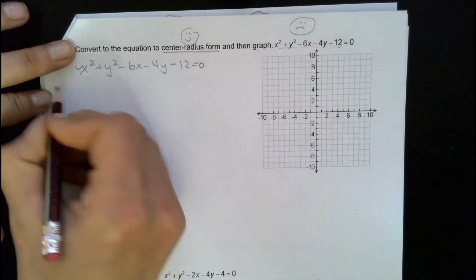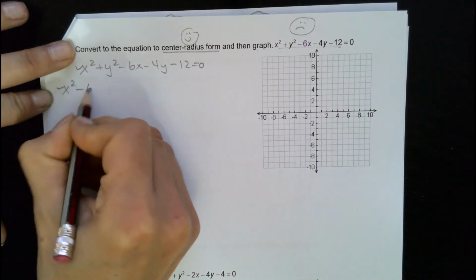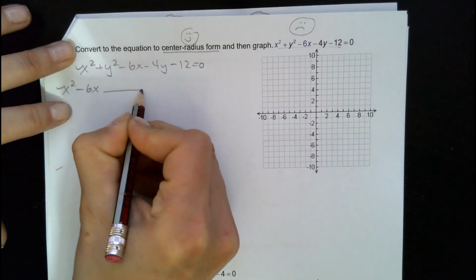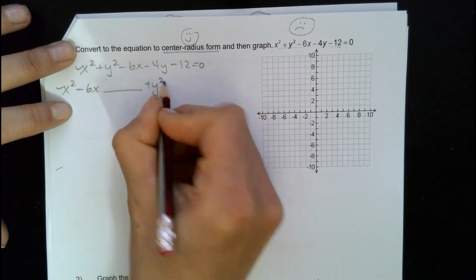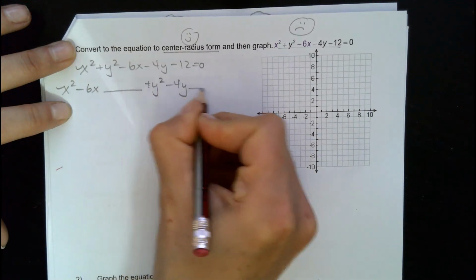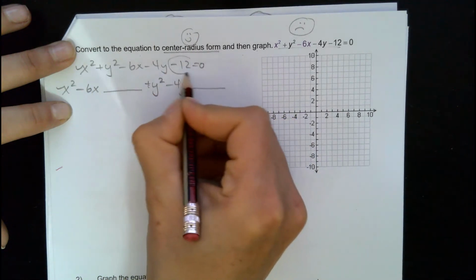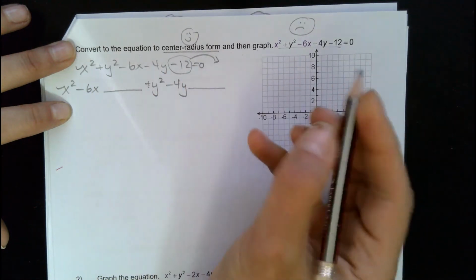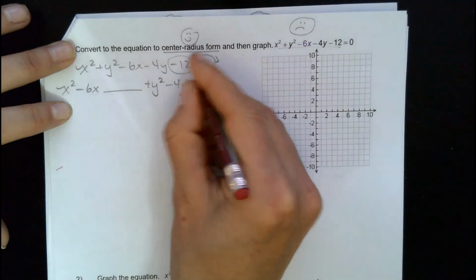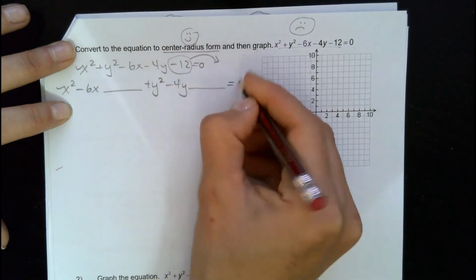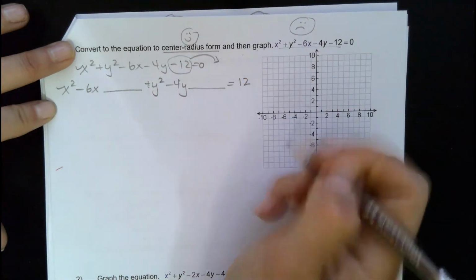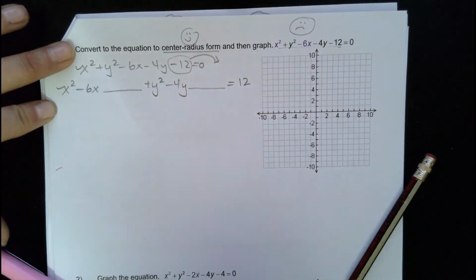Now I put all my x's together, and then a space, then my y's together, and a space, and this constant term goes to the other side, but if you move it to the other side, it becomes the opposite sign, so it's 12. So now we need to complete the square.